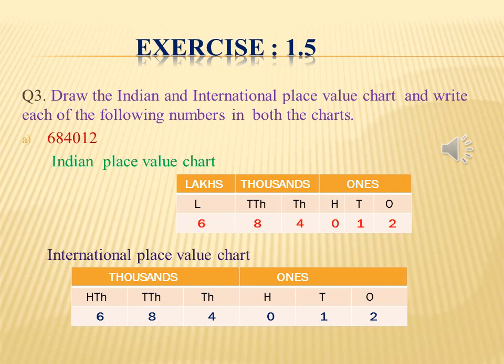If we put it in international place value chart, in ones period we have ones, tens, hundreds. In thousands period we have thousands, 10,000 and 100,000. So the number will be read as 684,012. Hope you all are clear with Indian and international place value charts.